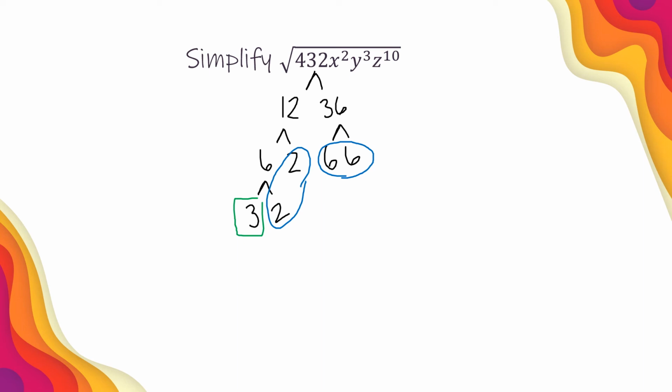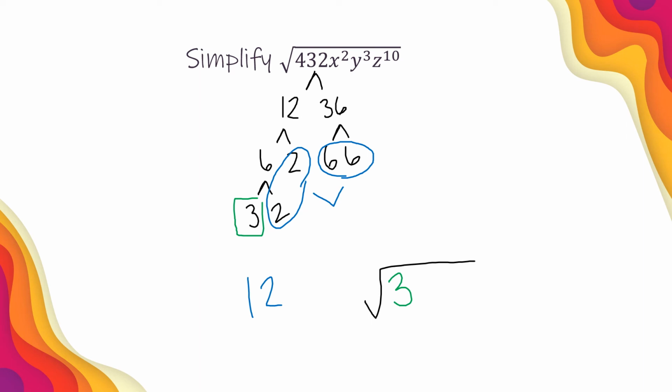So I'm going to multiply since I have a 2 and a 6. 2 times 6 is 12. So that's going to be in front of the radical. And then inside the house is going to be the 3. Couples go out, singles stay in. And I'm leaving some room here because I need to add my variables in.